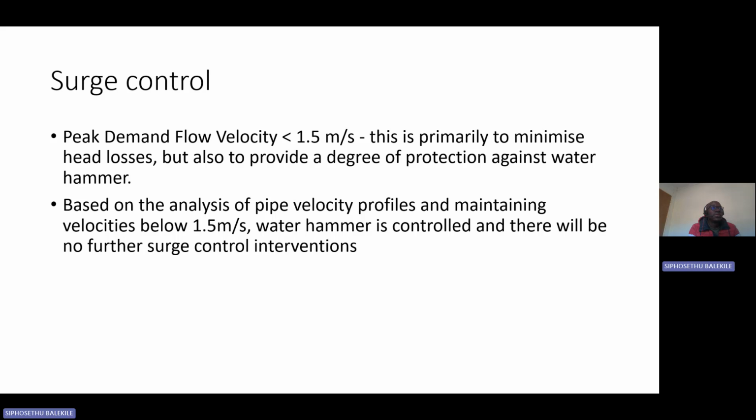So based on the analysis of the pipe velocity profiles and maintaining velocities below 1.5 meters per second, water hammer is controlled and there will be no further surge control interventions.